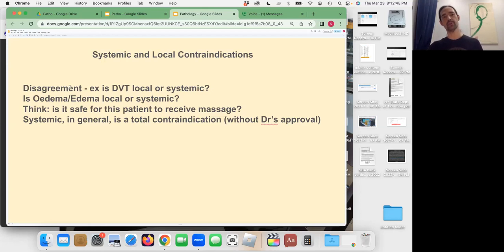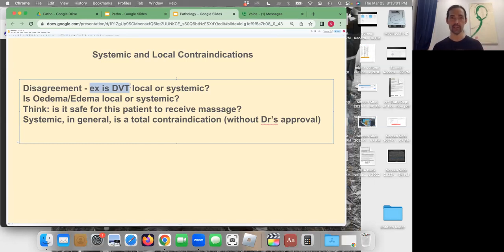Some of the places where you will see disagreement, either between faculty members or on the internet, is DVT, so deep vein thrombosis. Deep vein thrombosis often looks like the swelling of a leg. It often occurs in the leg, although you can get it in other parts of the body. And often it looks like swelling of the leg, extreme pain or tenderness with the slightest amount of touch around a DVT. And some people say, well, the DVT is in the leg, so that's local. I should be able to work on the person's back, the person's neck, etc. And yeah, that's one perspective.